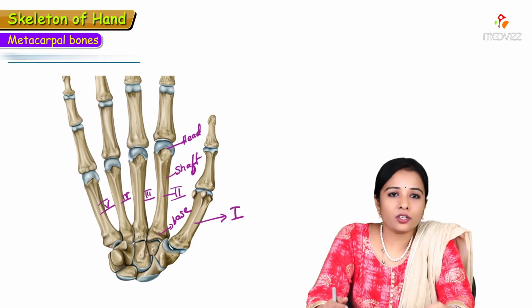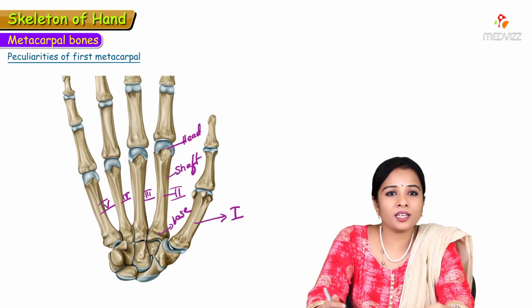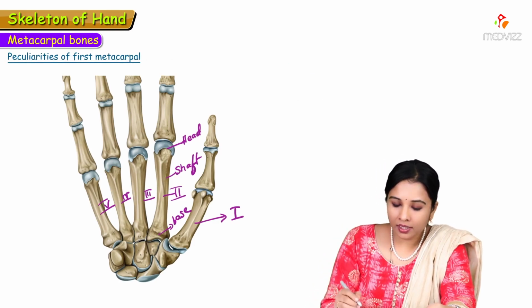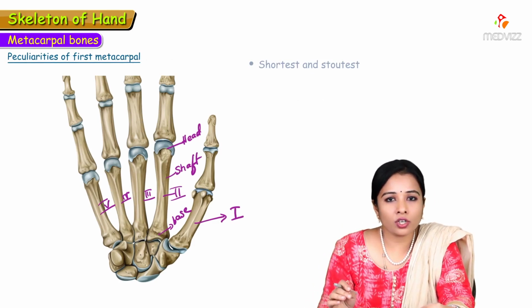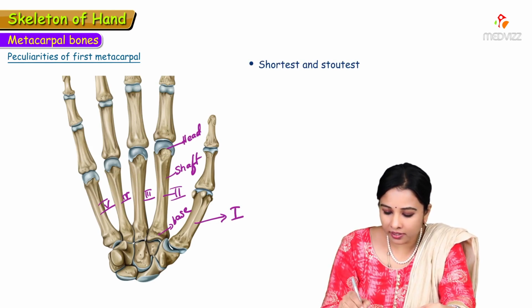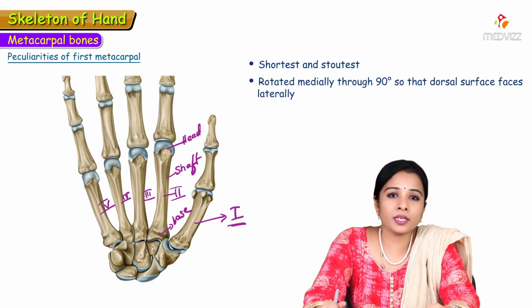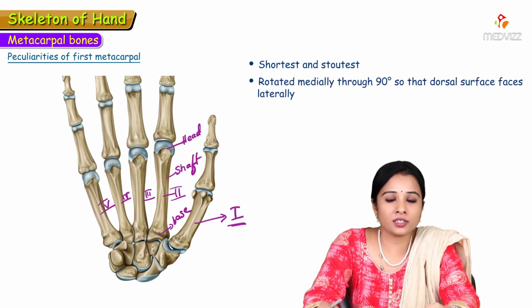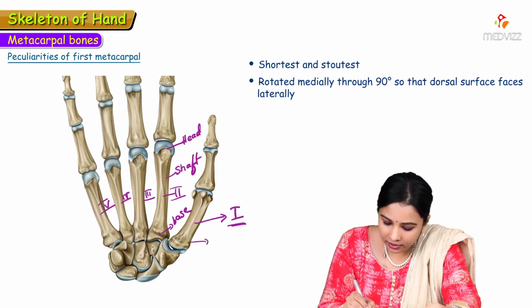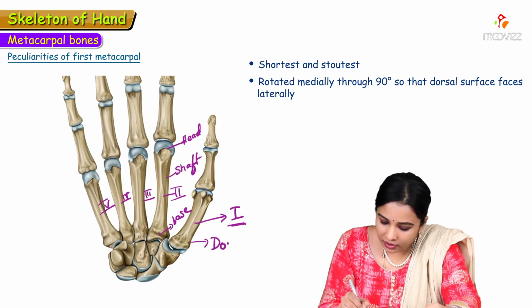So let's see some peculiarities of the first metacarpal bone. The first metacarpal bone is the shortest and stoutest. It is a thicker one which is present below the thumb and it is rotated medially through 90 degrees so that the dorsal surface faces laterally. So here, this is the dorsal surface which faces laterally.